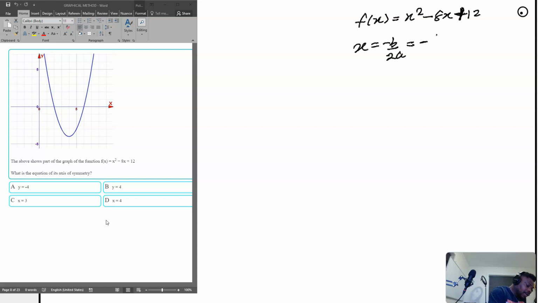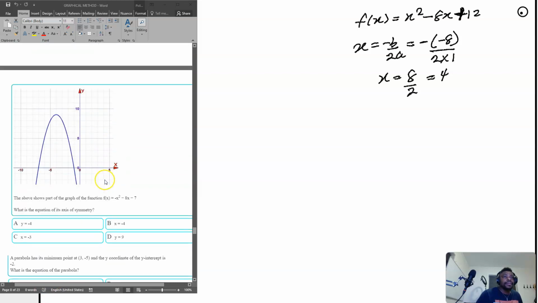So minus, what is b? Minus 8 over 2 times 1. So x is 8 over 2, which is 4. So it's going to be at x equals 4. And this is 4 here. So that is what is going to cut that graph into 2 equal parts of symmetry. That is D.